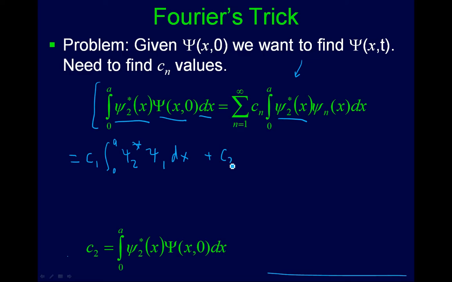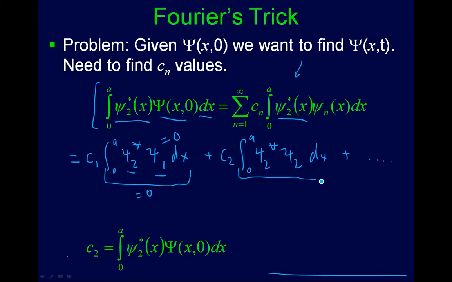My second term then will be C2, integral from 0 to a, psi 2 star, psi 2 dx, and then dot, dot, dot. And now let's look at these integrals here. This integral, we know that these two energy eigenfunctions are orthogonal, which means that this integral equals 0. So this whole term goes away to 0. Now here, this integral, on the other hand, equals 1. So if I add up these terms, it'd be 0 plus 1 times c2.